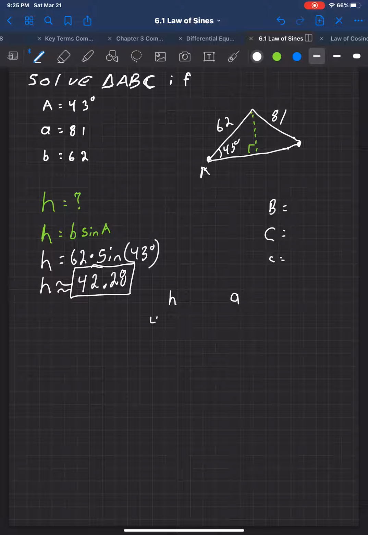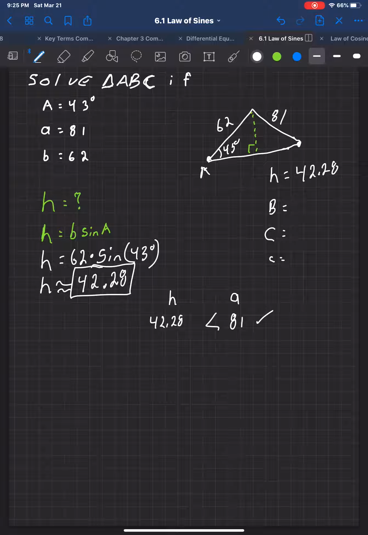Right, so h is 42.28, A is 81. Because A is larger than h, this means that I do have a triangle. Now that I know that I actually do have a triangle, let me see if I have more than one. Since A is larger than h, I definitely have one triangle. It's not a right triangle because they're not equal to each other.